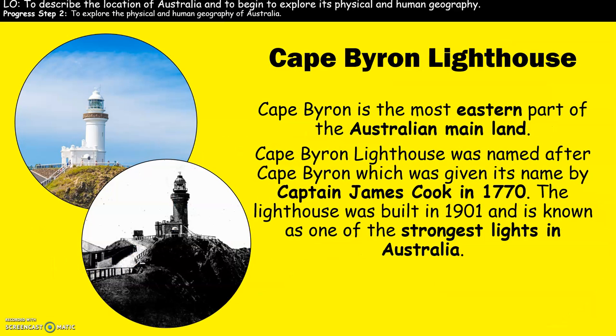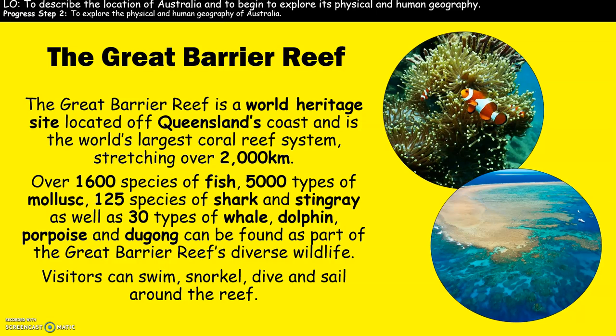Next one, Cape Byron Lighthouse. So Cape Byron is the most eastern part of the Australian mainland. So that's the place that the lighthouse is found. The Cape Byron Lighthouse was named after the bay that it is next to, which was given its name by Captain James Cook in 1770. The lighthouse was built in 1901 and is known as one of the strongest lights in Australia.